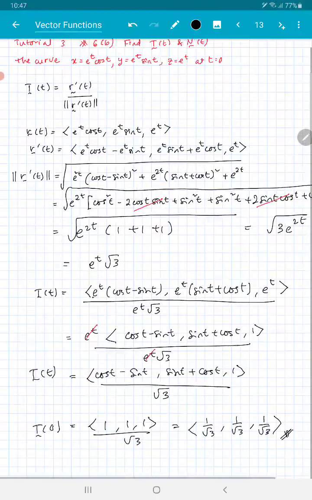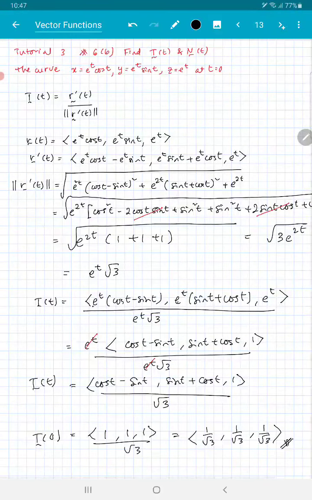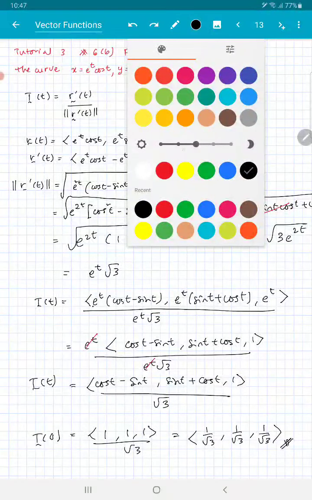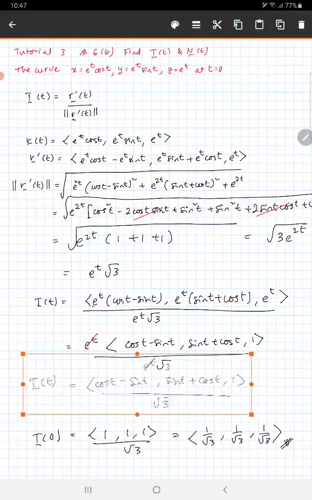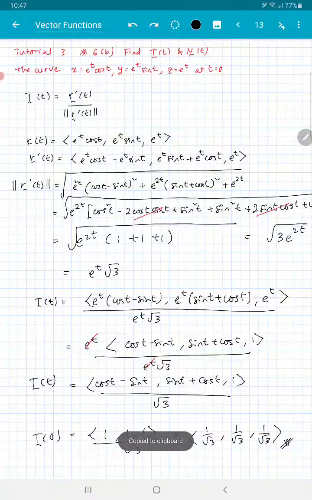We are also asked to find the unit normal vector. For the unit normal vector, we need this result, so let's copy it to the next page.